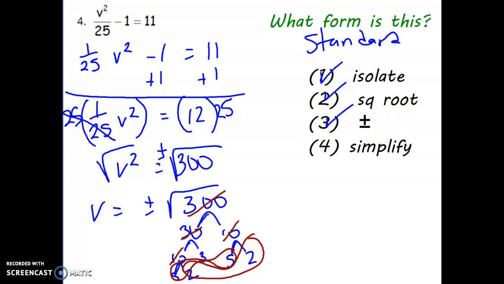All right, now let's see what we have. V equals plus and minus. All right, the things that I have circled go outside. 2 times 5 is 10. And the only thing that I have not circled and not crossed out is this 3 right here. Plus or minus 10 square root of 3. So the final answer to this one, V equals plus or minus 10 square root of 3.